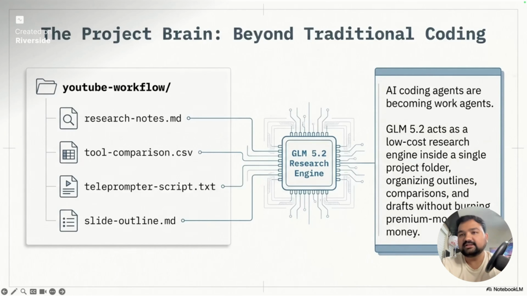So this is bigger than coding. AI coding agents are becoming work agents that can help with technical learning, documentation, content creation, research, planning, project and execution. This is why this setup is exciting, because Claude Code gives you the workspace and GLM 5.2 gives a cheaper engine to keep that workspace running.